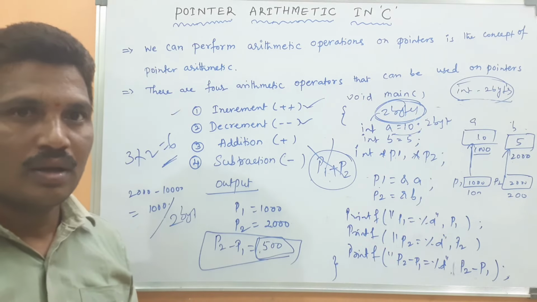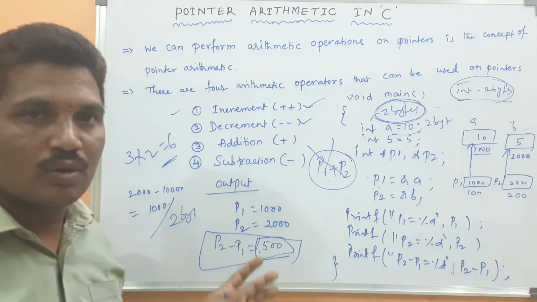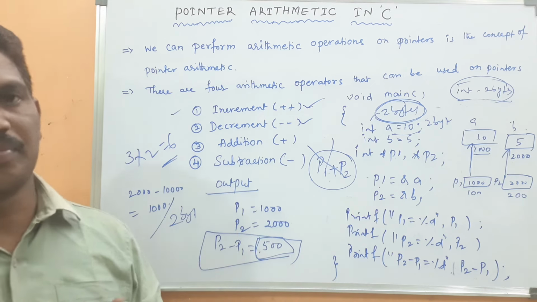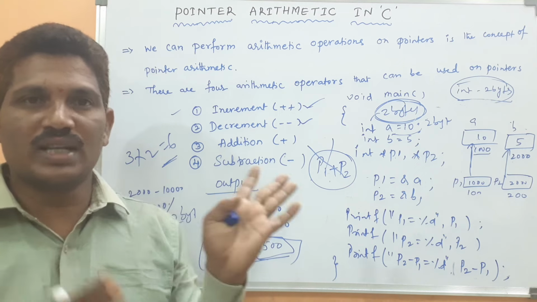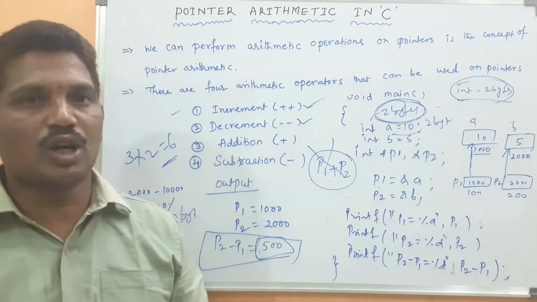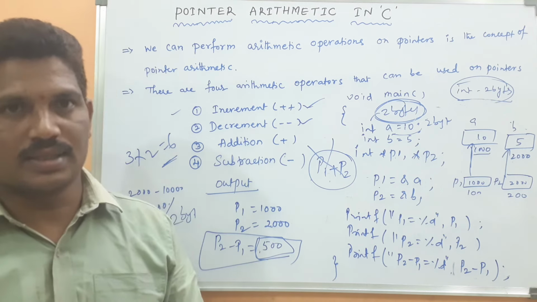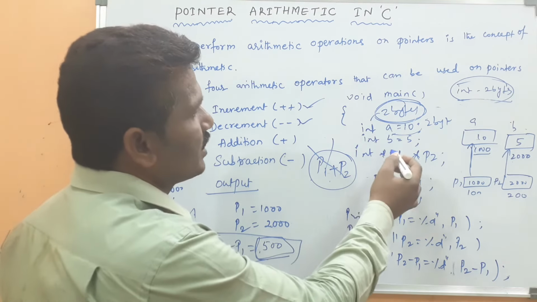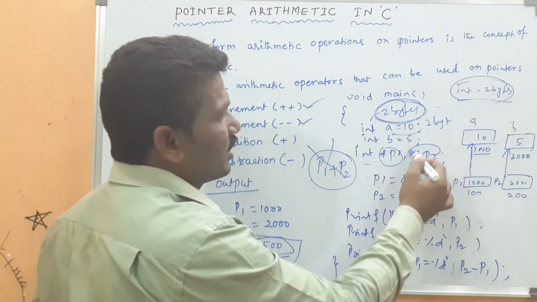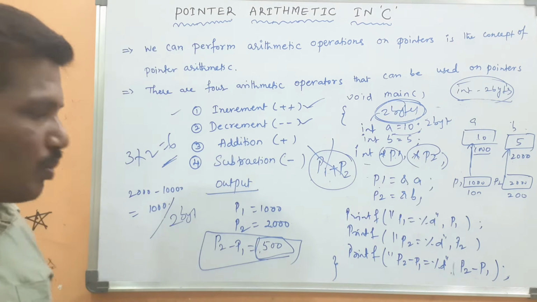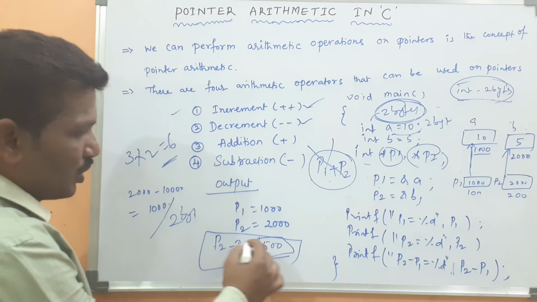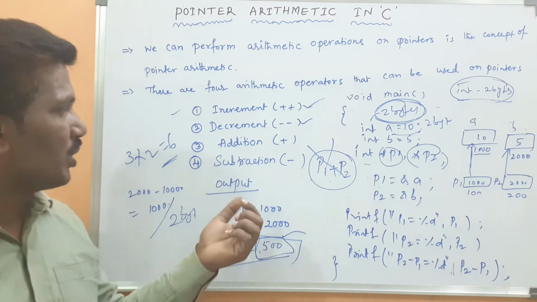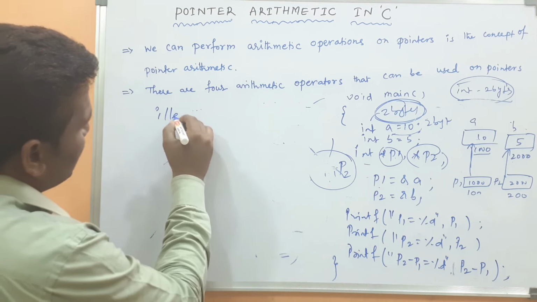Again it is divided by 2, because the integer data type is 2 bytes. Okay, whenever you subtract one pointer from another pointer, both pointers should belong to the same data type. If one is a float pointer and one is an integer pointer, the subtraction operation can't be performed on the pointers. Please note it down. Both should be integer pointers. P1 is an integer pointer, P2 is an integer pointer. So here, what is the answer? P2 minus P1 is 500. Got my point?